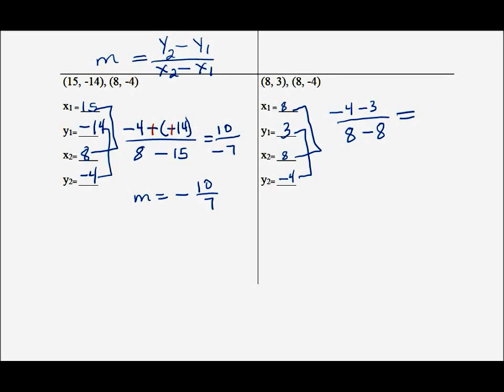Negative 4 minus 3 gives me a negative 7. 8 minus 8 is 0. Now, anytime you have 0 in your denominator, that means it is undefined. So in this case, our slope is undefined. Okay? So if our slope is undefined, we know that it also means we have a vertical line for this one.